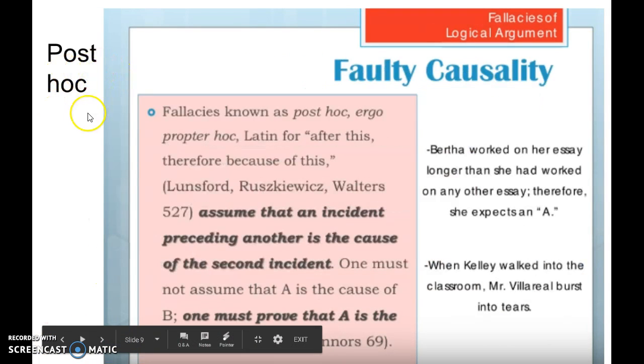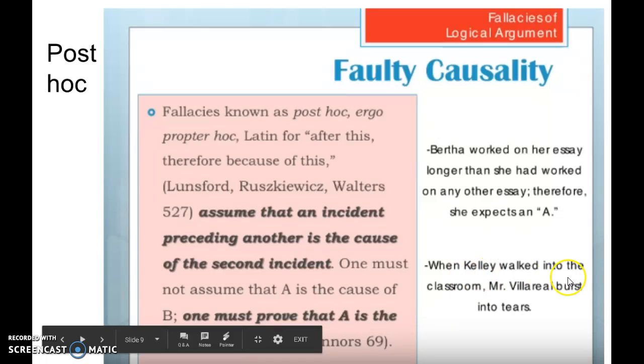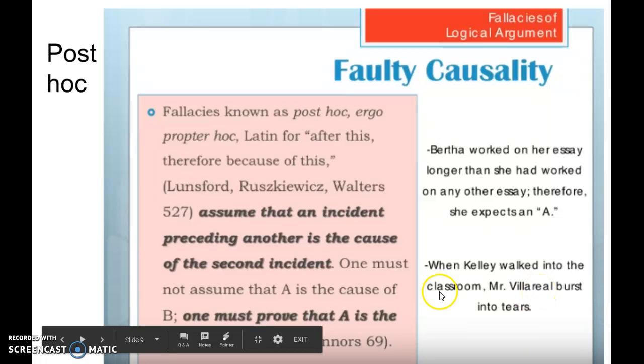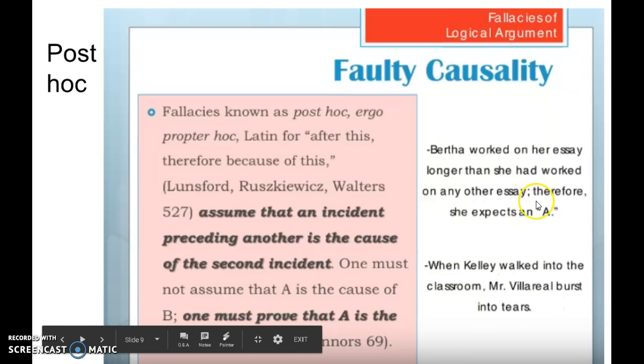In what we call post hoc, you're assuming that one incident caused the second incident. So Bertha worked on her essay longer than she had worked on any other, therefore she expects an A. Just because she worked harder doesn't necessarily mean that she will earn an A. So there's some faulty logic in there. And here again, when Kelly walked into the classroom, Mr. Villarreal burst into tears. There might be absolutely no correlation between Kelly walking in the room and him crying.